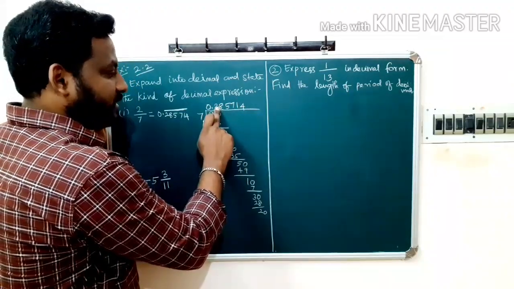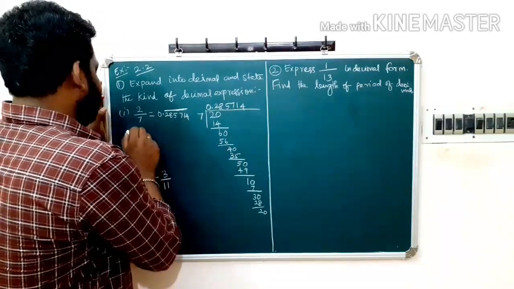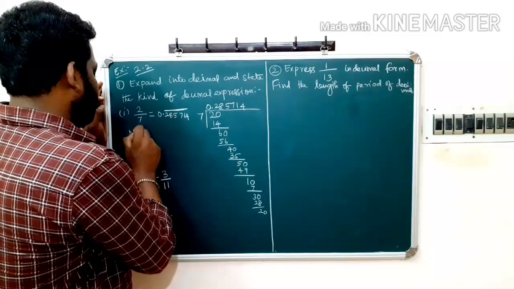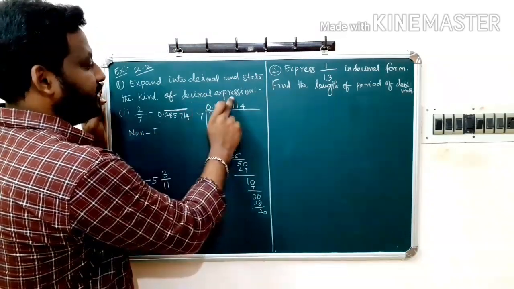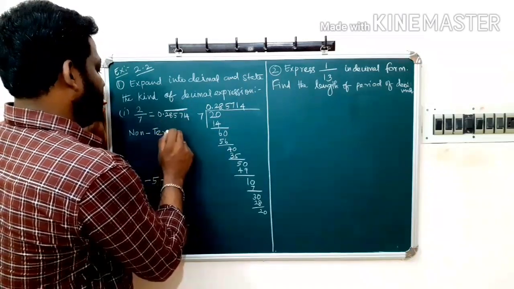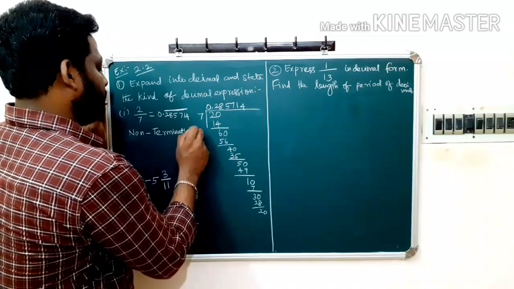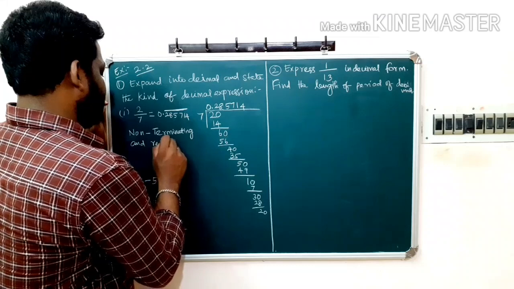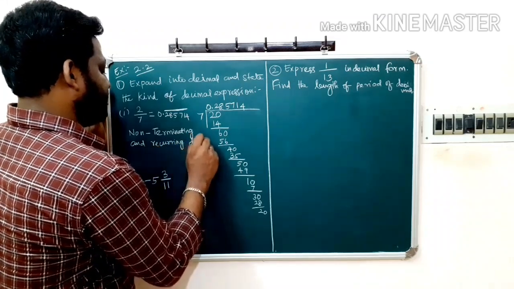So that is the recurring block number. Therefore, the given decimal is non-terminating. This is the kind of decimal expansion: non-terminating and recurring decimals.